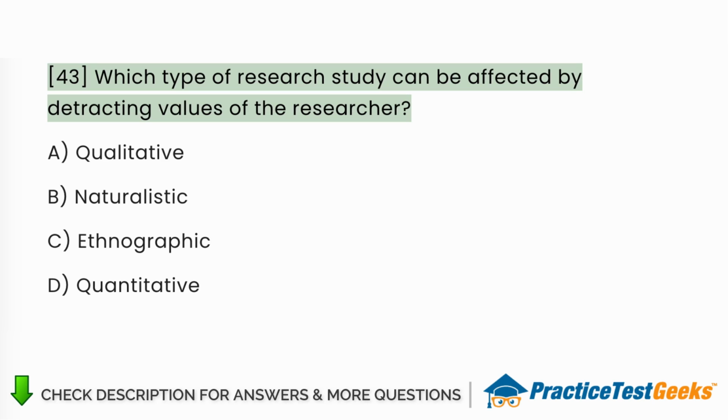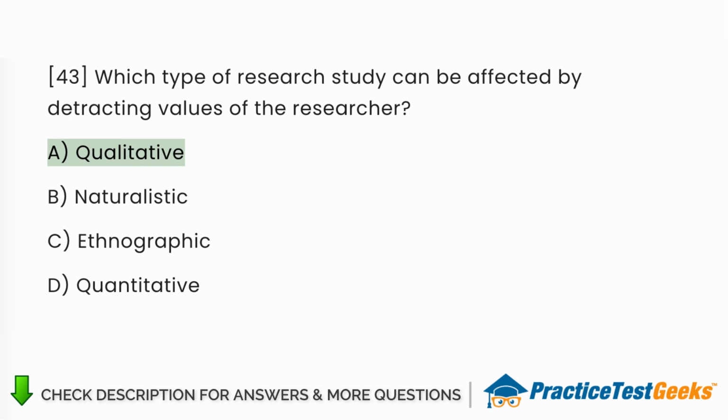Which type of research study can be affected by detracting values of the researcher? A. Qualitative. B. Naturalistic. C. Ethnographic. D. Quantitative.